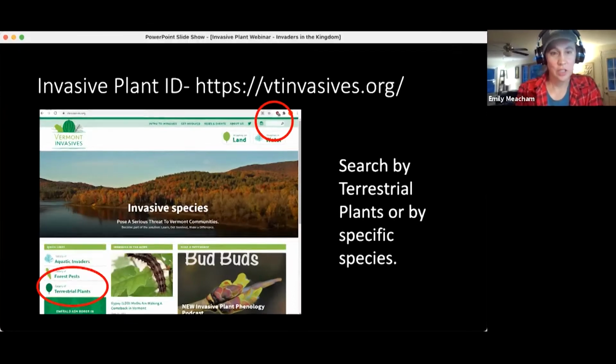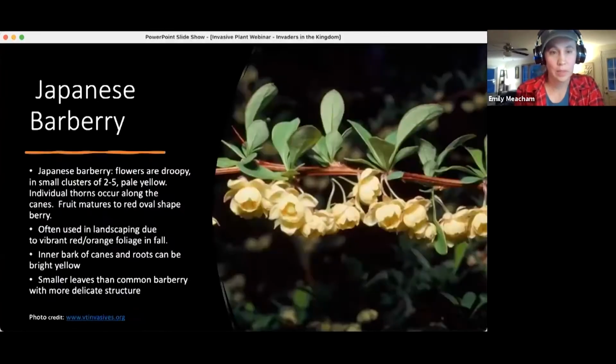After that, I'll just walk you through some basic plant identifying features for some of the more common invasive plants that we find up here in the kingdom and in Orleans County. The first one, which I think Dan already mentioned, is Japanese barberry. It's commonly used in landscaping because in the fall, the leaves turn a very bright orange-red. It has small white flowers. This is a fantastic up close picture, with small little green leaves in little clusters.